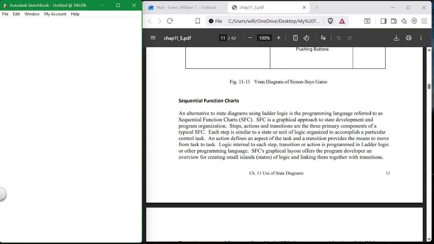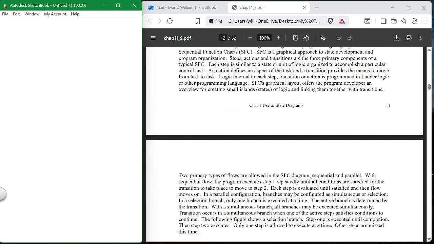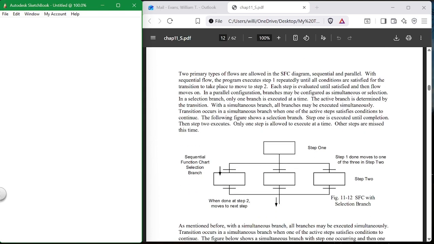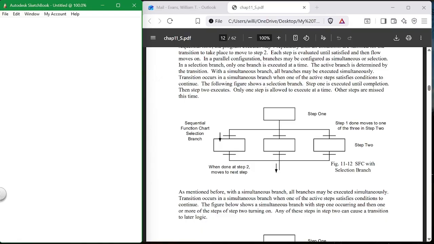Now, there is a special language for state diagrams. It's called sequential function charts. Now, this was invented by the French, and it was first used in the 1990s by them. And since then, it has become a more popular language. But I'll show you one of the problems that it might have, and you have to be careful of this. If you're in a specific state, you're not executing these other states, okay?